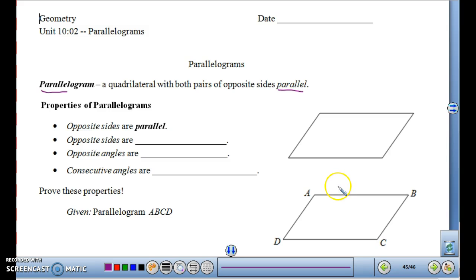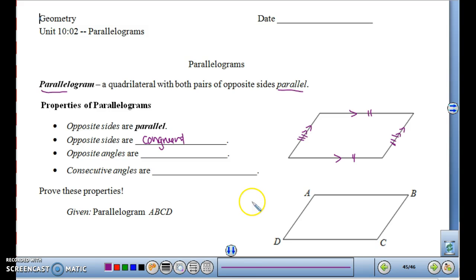Now, a parallelogram has many special properties. So the first one, obviously, because of the definition, opposite sides are parallel. These two sides are parallel, and these two sides are parallel. Now, we also know that opposite sides are congruent. That's the second property. So this side is equal to this side, and this side is equal to this side.